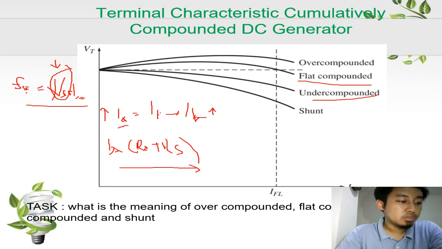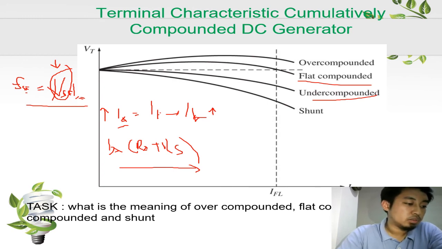Based on this, if VT at no load is equal to VT at full load, the keyword here, you can call it flat compounded.